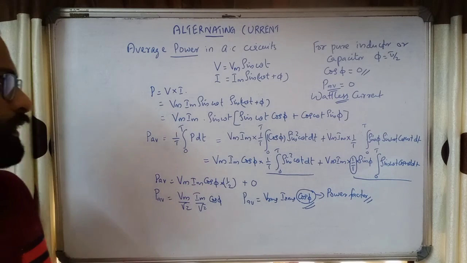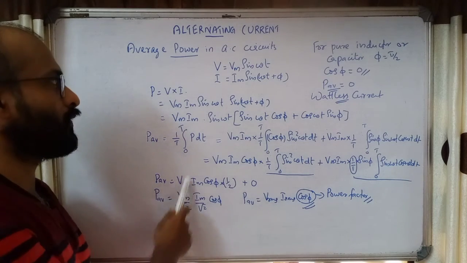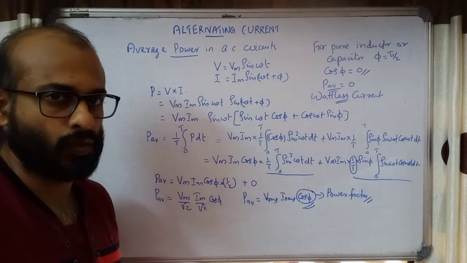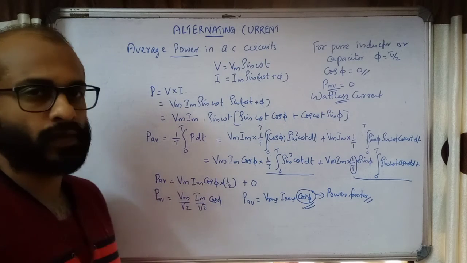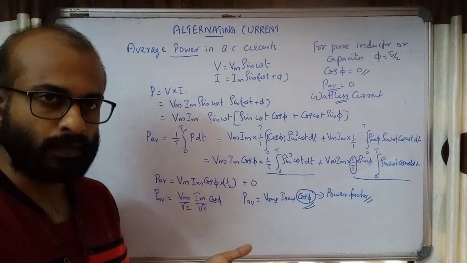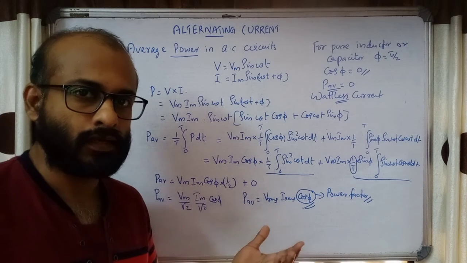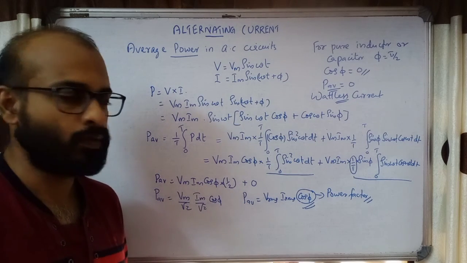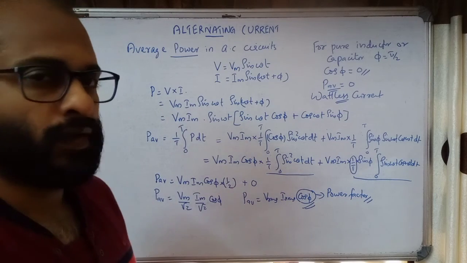So we have seen the expression for average power in an alternating current circuit. This is a general equation which we can apply for any circuit, like a pure resistor, pure inductor, pure capacitor, or a combination of inductor, resistance and capacitor. I hope that you have understood.